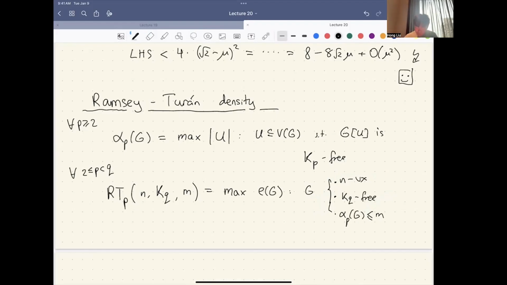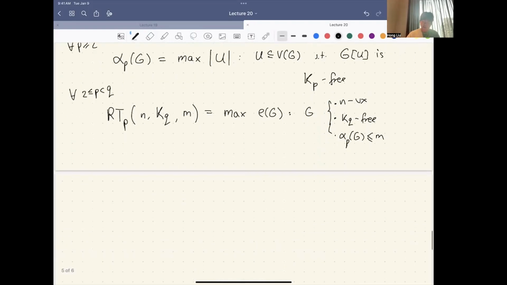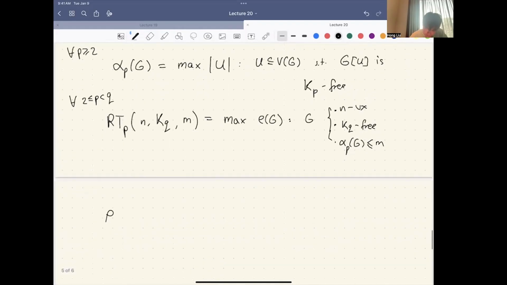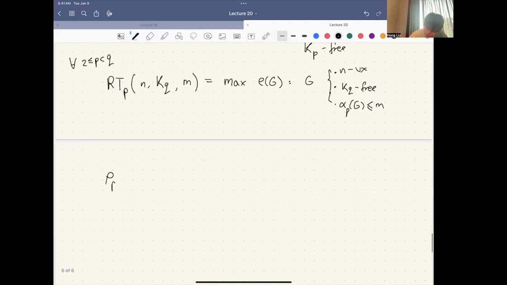Okay. This is the Ramsey-Turan number. We can then define normalized things to get the density version, the Ramsey-Turan density, rho_P(K_q).